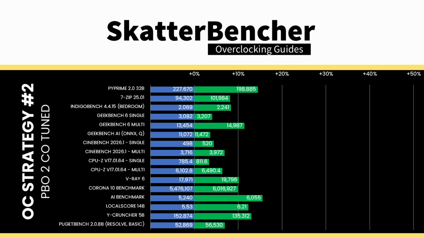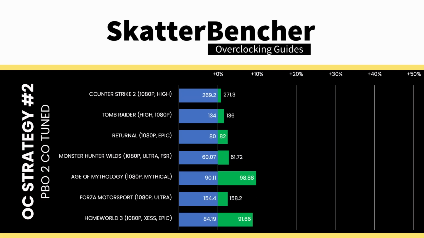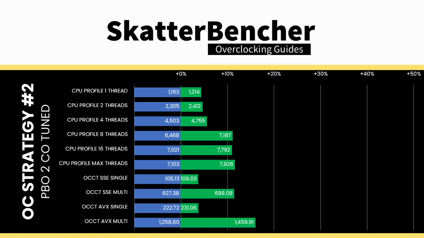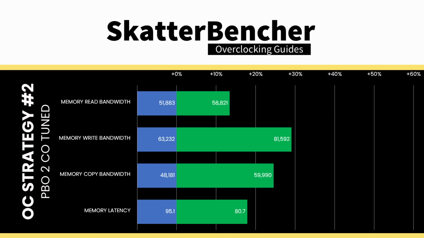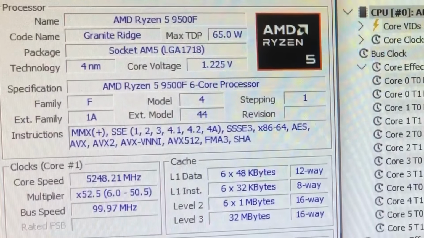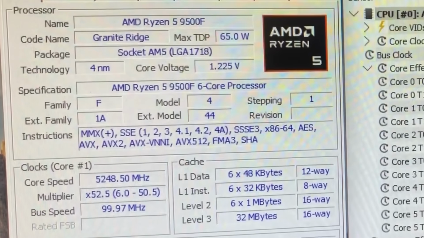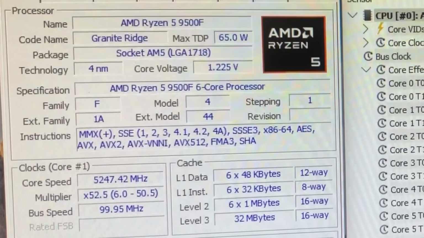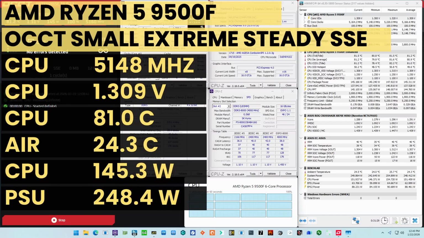We rerun our benchmarks to ensure everything is working as intended and check the performance increase compared to the default settings. Higher is better, and all of our benchmark results are higher. The highest core clock reported in the operating system is 5250 MHz. When running the OCCT CPU SSE stability test, the average CPU effective clock is 5148 MHz with 1.309 volts. The average CPU temperature is 81 degrees Celsius. The average CPU package power is 145.3 watts.